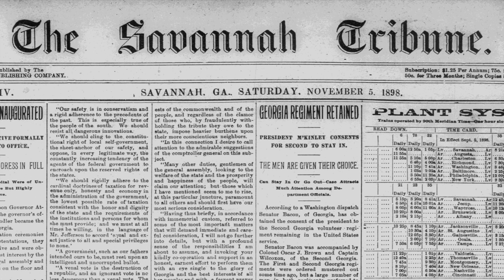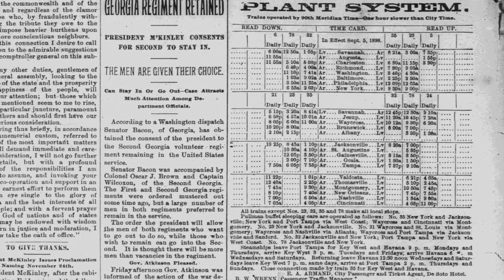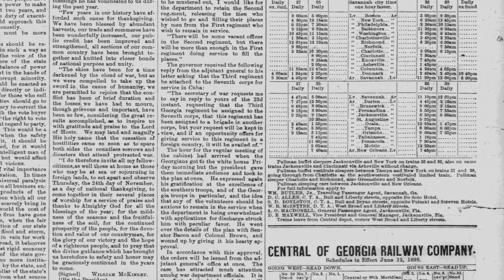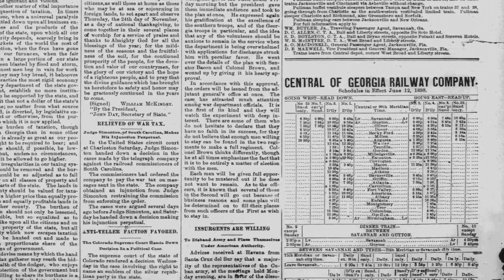The second front page I chose to look at was from November 5th, 1898. At this time, the paper had changed its name to the Savannah Tribune. There's a lot more content in this issue compared to the last, and there are 3 tables of information on the right side, which I found interesting. There are 4 columns along with the tables on the side, which is a change from the previous front page.